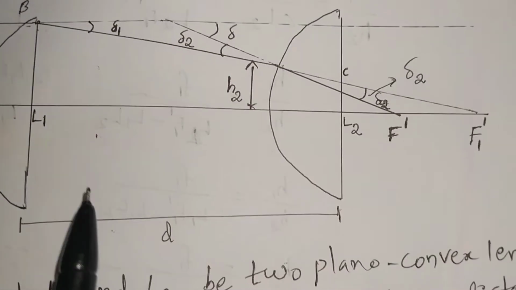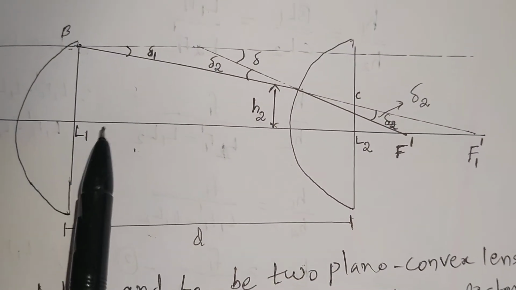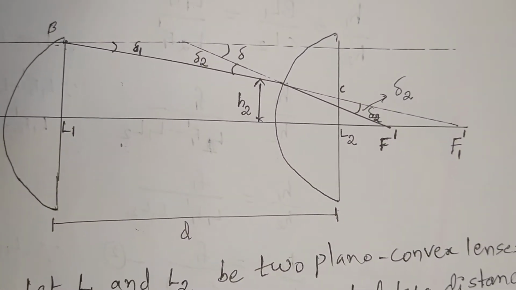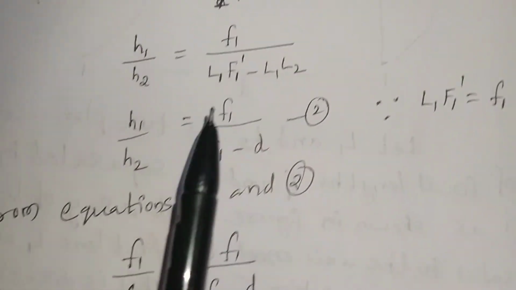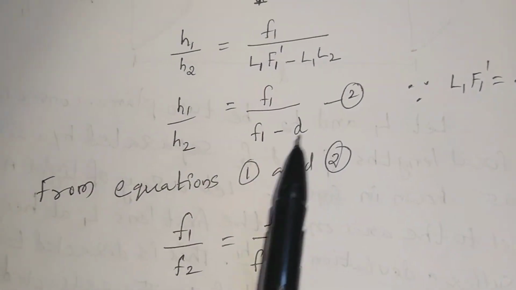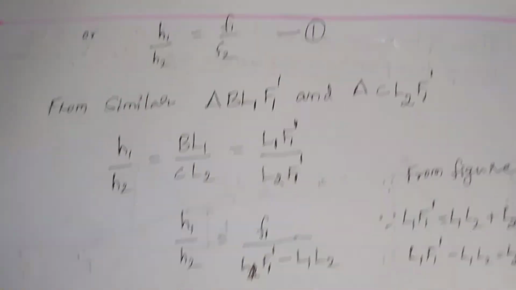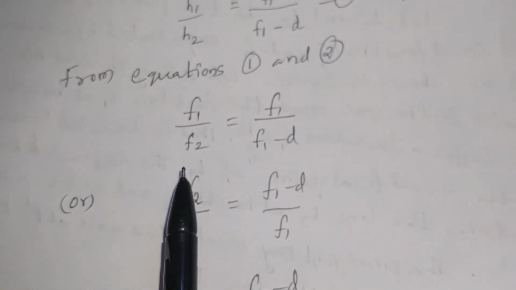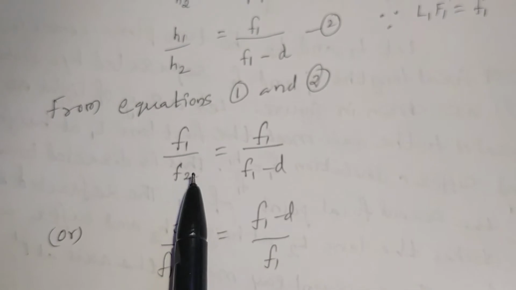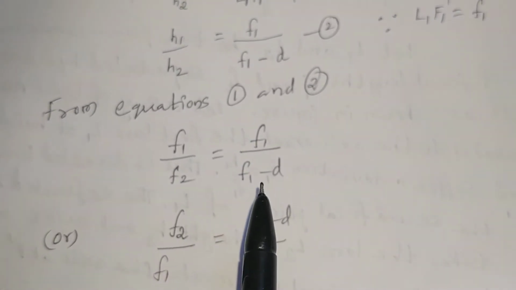From the figure, d is the separation between the two lenses, d is equal to L1L2. So this is equation 2. From equations 1 and 2, this can be written as f1 by f2 is equal to f1 by f1 minus d.